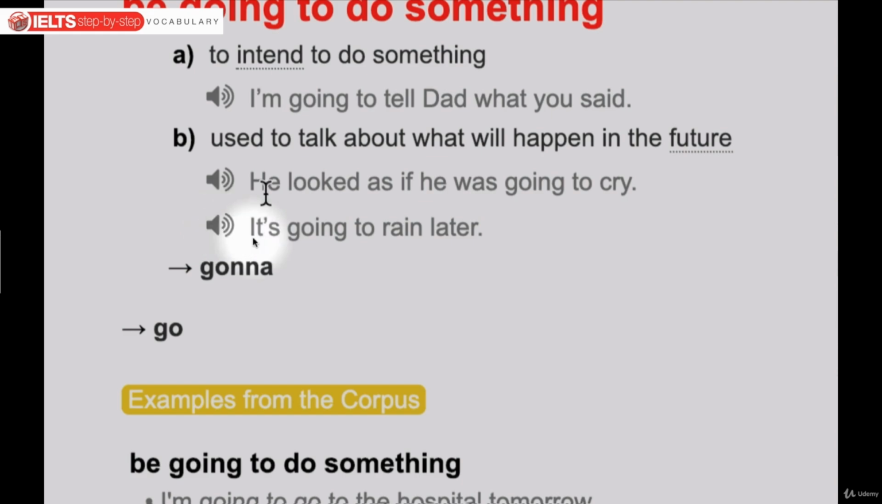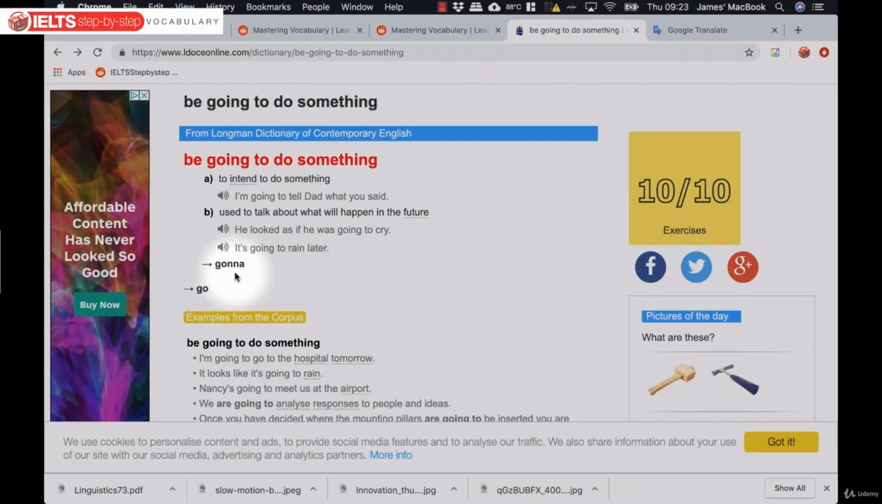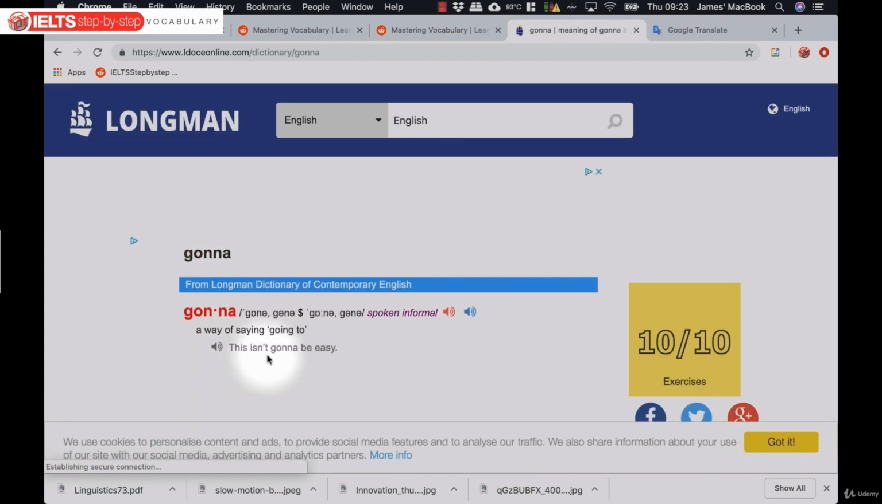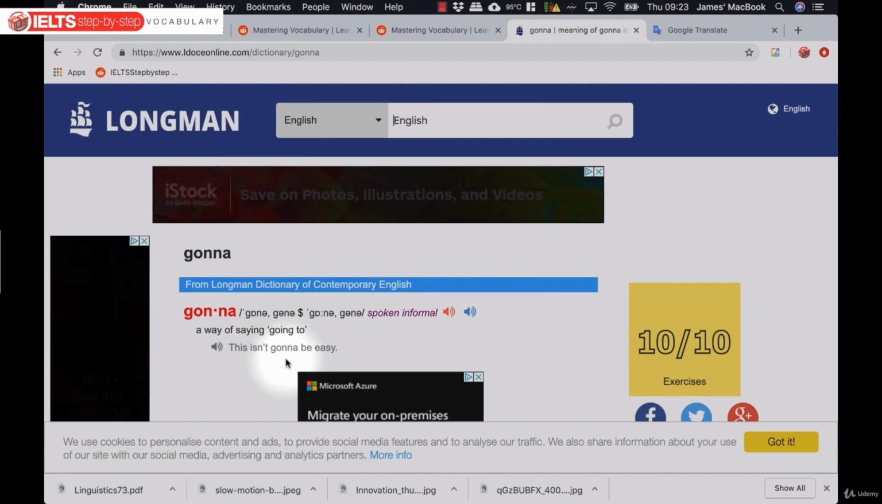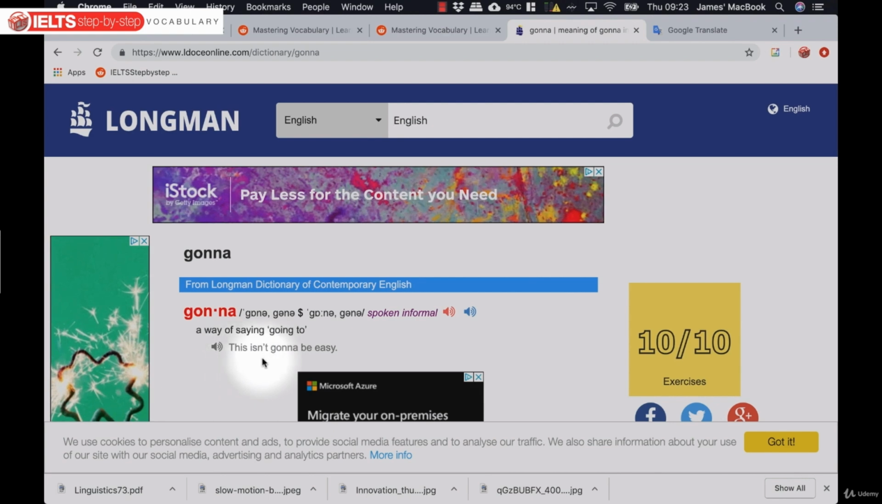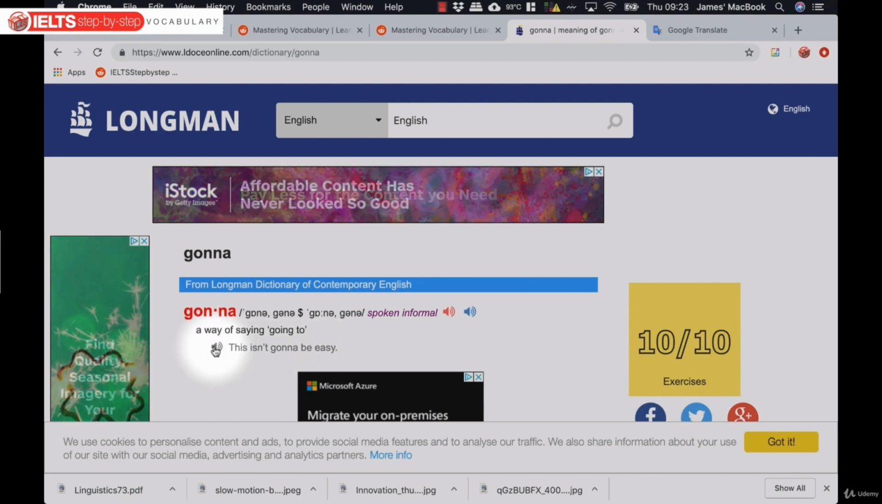Okay, do you notice? Now, before we move on, I just want to highlight something here with the word gonna. If I say this sentence out in a more formal context, this is not going to be easy. This is not going to be easy. This isn't going to be easy.